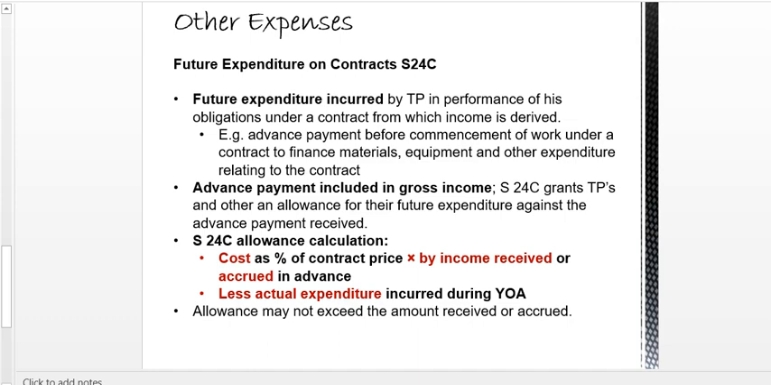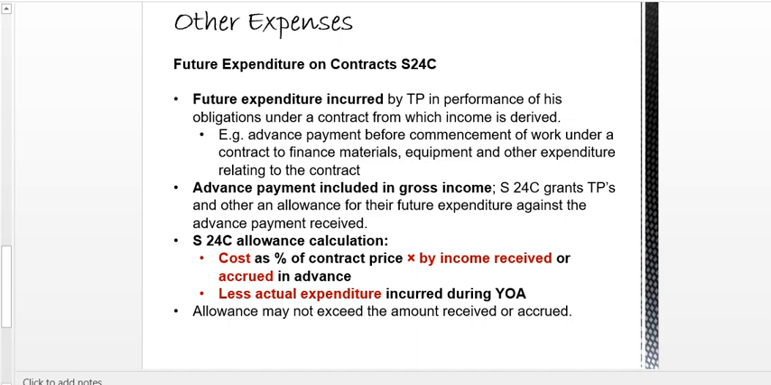So firstly what you need to do is calculate what the advance payment is and include that within your gross income in terms of section 24C. And how you calculate it is you use the cost as a percentage of the contract price multiplied by income received or accrued in advance, less the actual expenditure incurred during the year of assessment. And the allowance may not exceed the amount received or accrued.